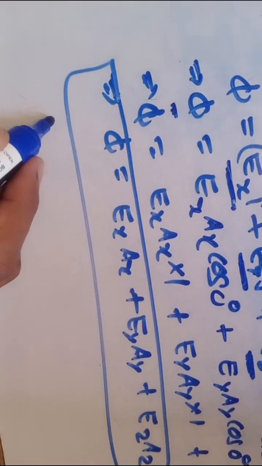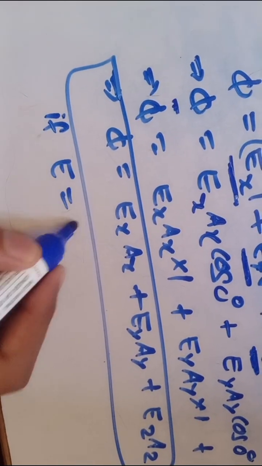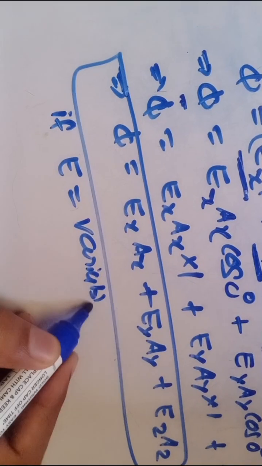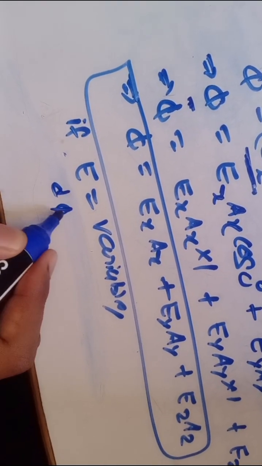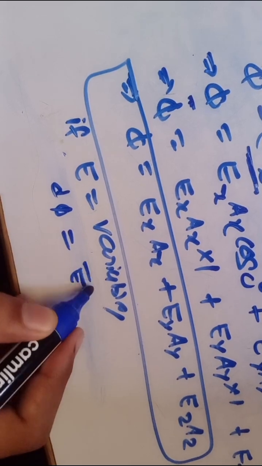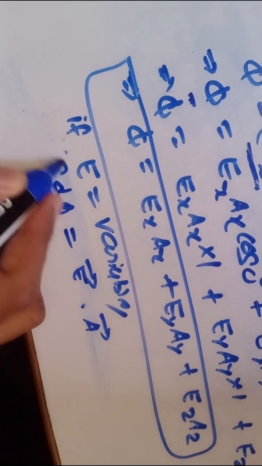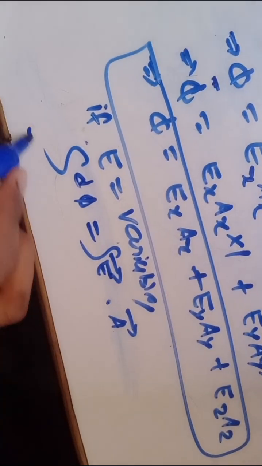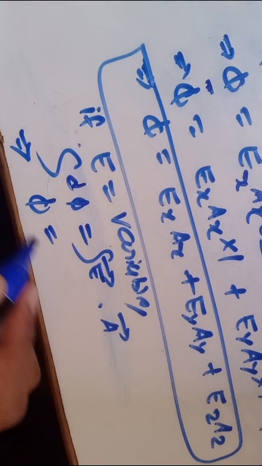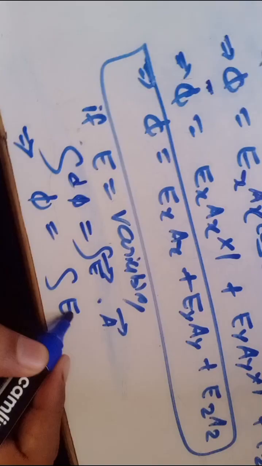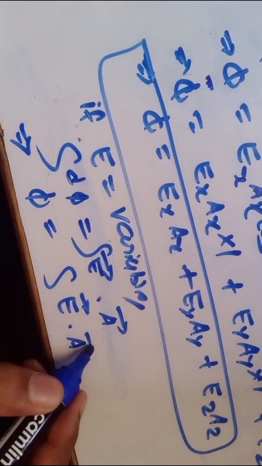Now if E is variable, then we take a small flux d phi equal to E vector dot dA vector and we integrate this so that the total flux can be calculated. Total flux equals the integration of E vector dot dA vector.